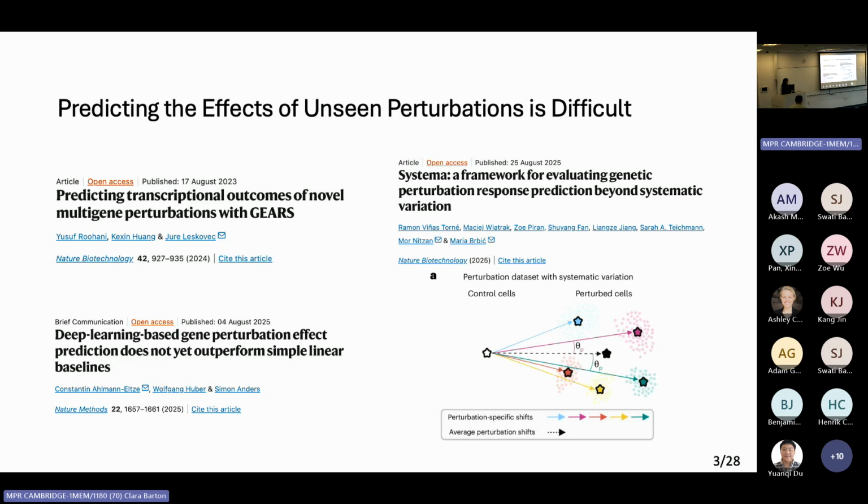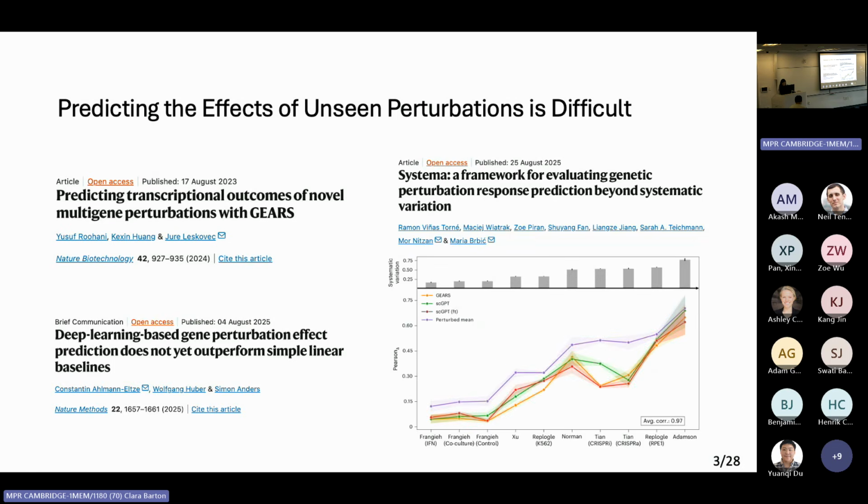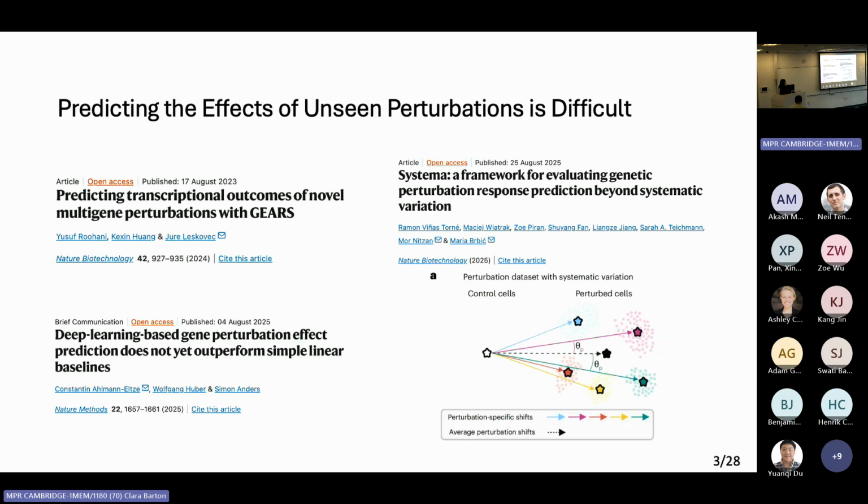And then even more recently, there's a paper called Systema that basically discovered that if you look at control cells and look at what those different perturbations are doing to this group of control cells, you see that actually different perturbations lead to very similar directions. So using this observation, you can come up with a very simple baseline. Practically, if you just use the mean average of all the perturbations you have seen to predict the unseen perturbation, in fact, it's probably going to do pretty well.